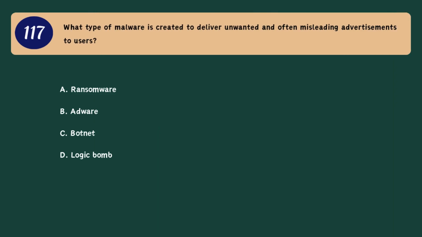Question 117. What type of malware is created to deliver unwanted and often misleading advertisements to users? A. Ransomware. B. Adware. C. Botnet. D. Logic bomb.